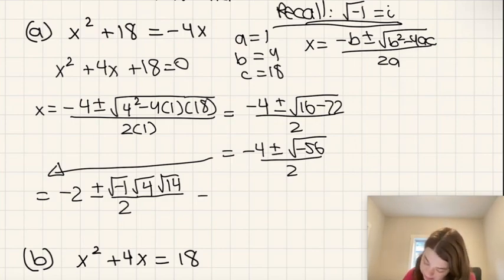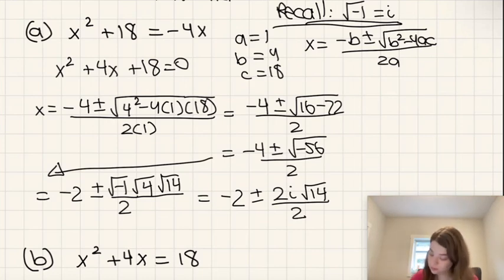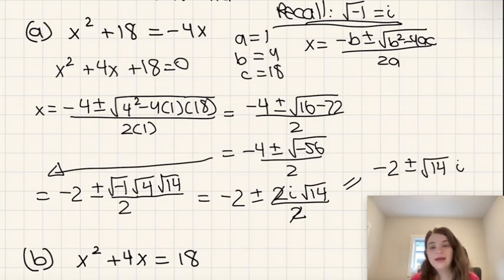Okay, and then last step, let's just finish simplifying this. We're going to end up with -2 plus or minus 2, right? The 4 becomes a 2. The root -1 becomes i, and then we have root 14 over 2. And then, of course, we can just cancel these out, and we end up in the very end with -2 plus or minus the square root of 14 times i, like that. And there we go.